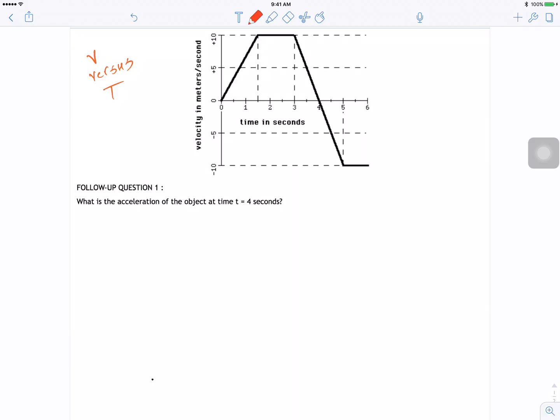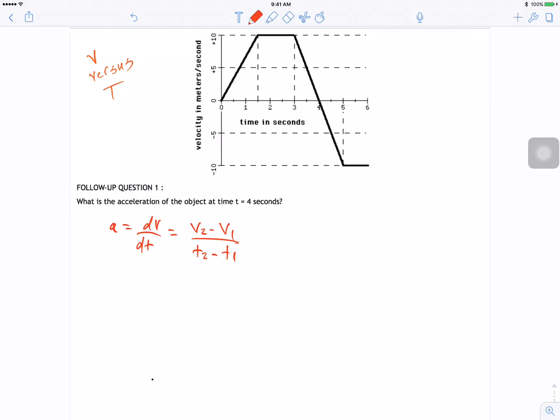The question: what's the acceleration of the object at time equal 4 seconds? Okay, so we have a velocity versus time graph, and the acceleration is just the derivative of velocity in terms of time, so dv/dt. So acceleration is equal to dv/dt, which is equal to (v2 minus v1) divided by (t2 minus t1). Okay, so we have to pick just any 2 points, and then we'll find the acceleration.